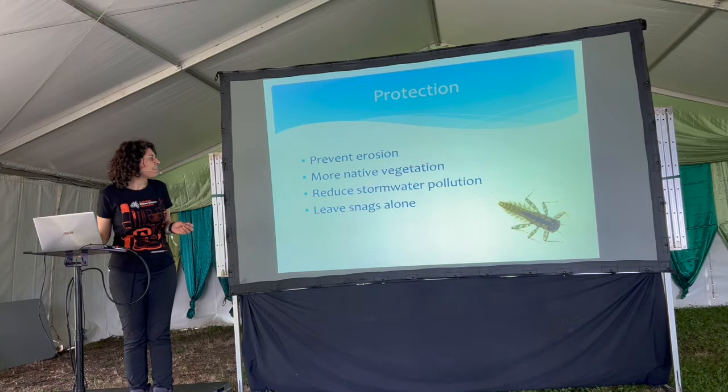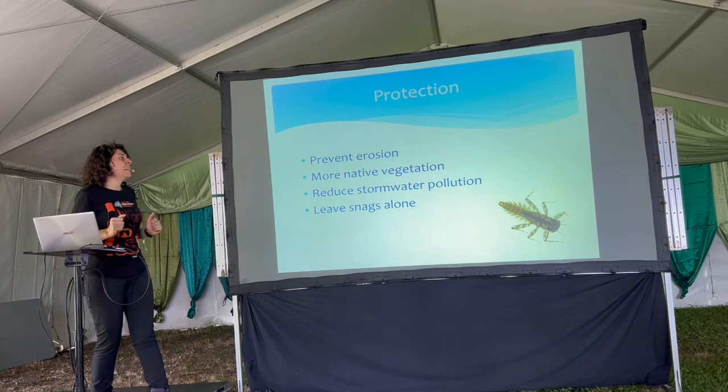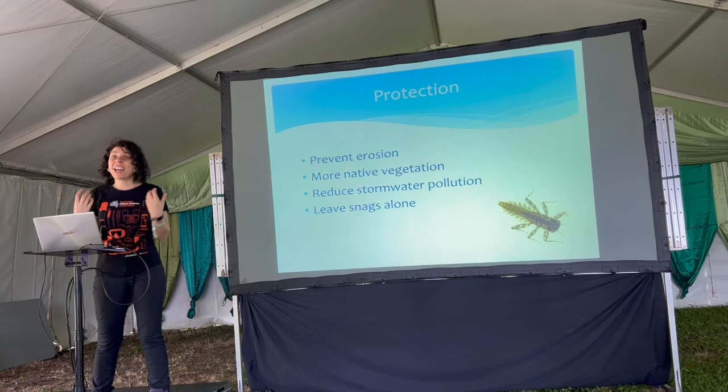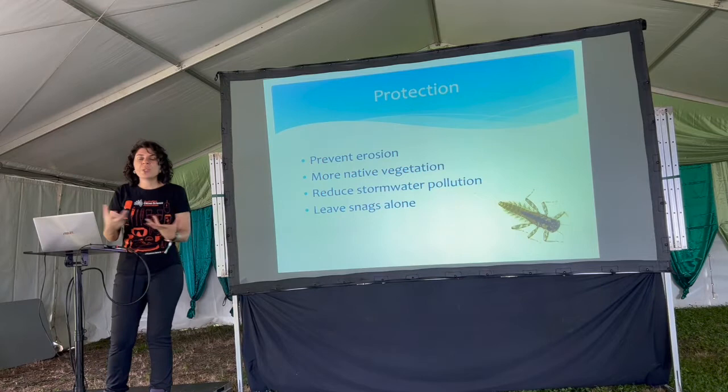Just quickly, I've said that they're really important, so how can we protect them? Some of the most important things that we can do are all around vegetation along our creeks. We're trying to prevent erosion, because all that sediment that goes into the water makes it dirtier, reduces the oxygen, and makes it warmer.